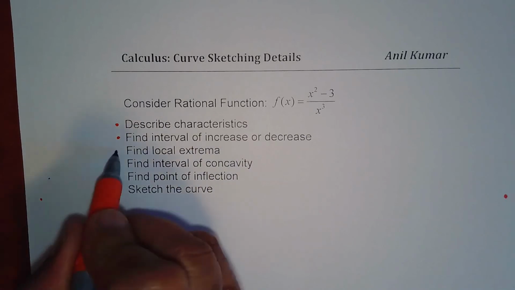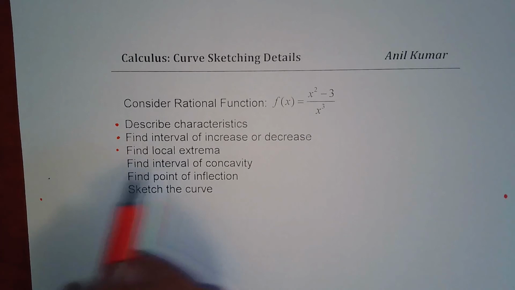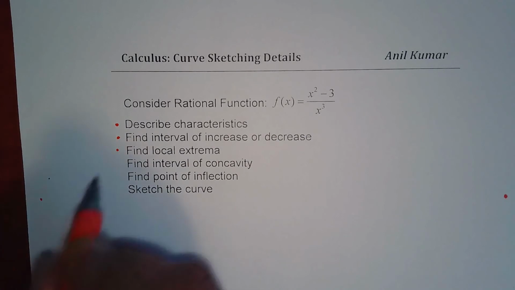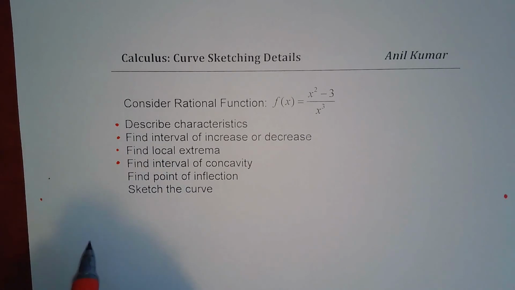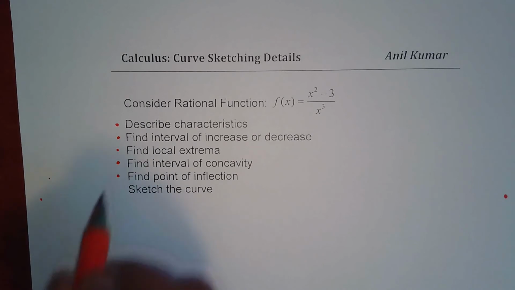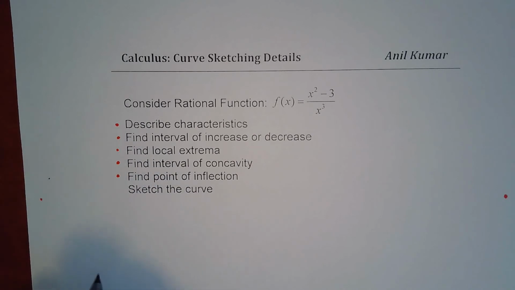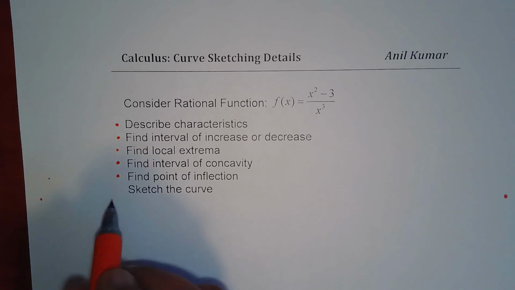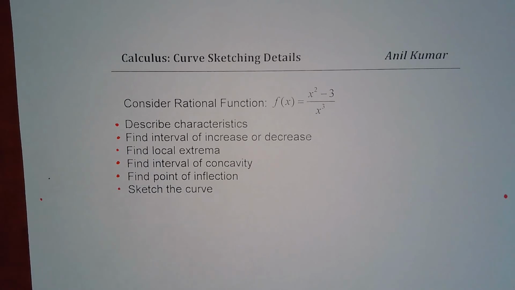We'll find local extrema using the first derivative. Analyzing the second derivative, we can find the intervals of concavity and points of inflection. Once we have all this information, we'll sketch the curve for the given function. So let's look into the characteristics of the function.